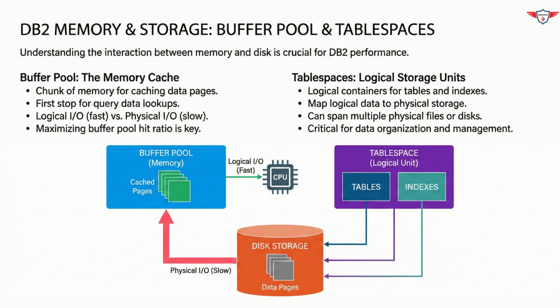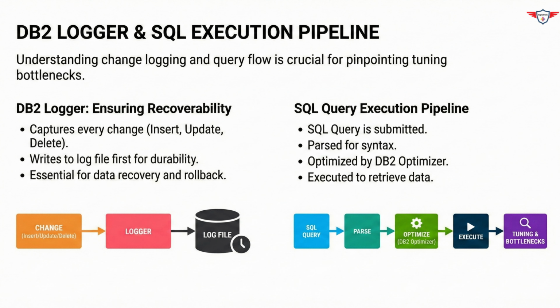Speaking of disk, we have tablespaces. These are logical storage units where your actual tables and indexes reside. Finally, there is the logger. Every time you make a change, an insert, an update, or a delete, DB2 writes that change to a log file first to ensure recoverability. When you submit a SQL query, it goes through a pipeline. It's parsed, optimized by the DB2 Optimizer, and then executed. Understanding this flow is essential because tuning usually involves fixing a bottleneck in one of these specific areas.